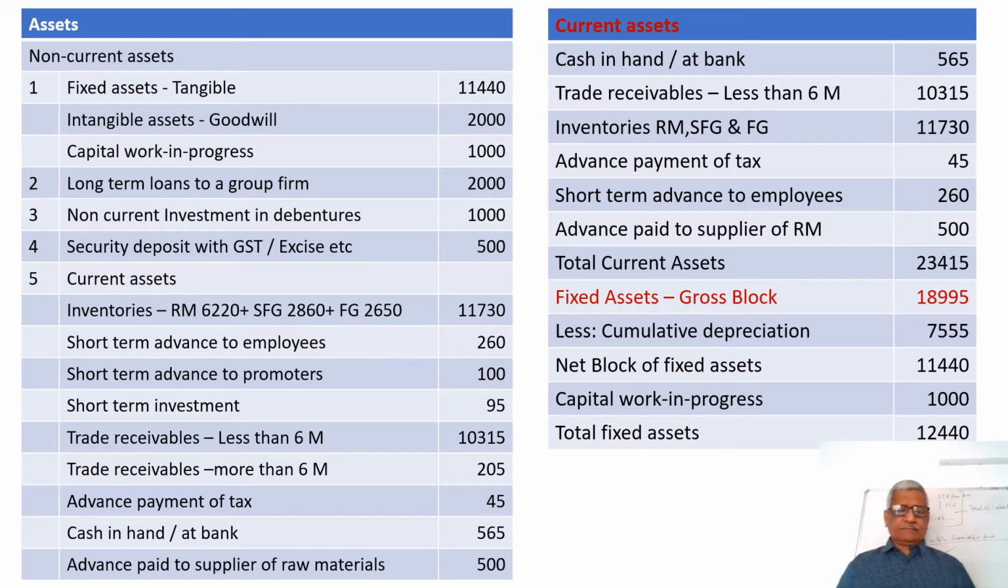Now we look at here. The first item which will appear here is cash in hand and cash at bank, which includes the fixed deposit also. Second one is trade receivables. If you look here, there are two trade receivables. Trade receivables less than 6 months, trade receivables more than 6 months. Less than 6 months will appear here as a current asset, and that more than 6 months, which is found to be difficult to get it converted into cash, will move to the non-current assets.